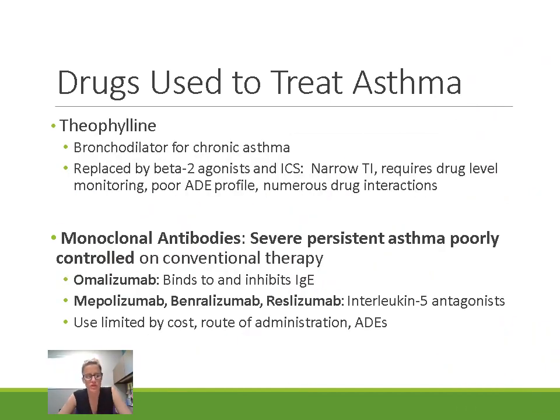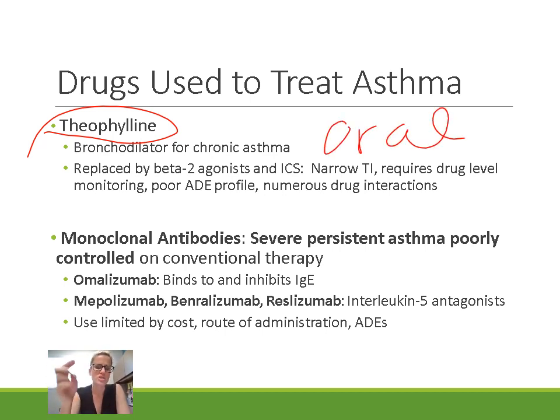A couple other types of drugs that aren't used as commonly include theophylline. Theophylline is a bronchodilator that used to be used a lot more for chronic asthma. It's an oral medication, but it's just kind of a messy drug to use as an older drug, and it's really been replaced by beta-2 agonists and inhaled corticosteroids. It has a narrow therapeutic index, which you guys know means there's not very much difference between the therapeutic dose and the toxic dose, and because of that, it requires drug level monitoring.